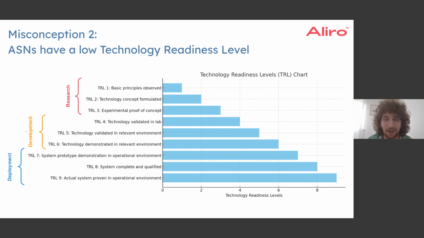And finally, TRL 9, Actual System Proven in Operational Environment. The technology has been successfully deployed and proven in an operational setting. At this level, the system is fully operational and meets all intended specifications and performance requirements. It is now considered a mature technology, ready for full-scale deployment.